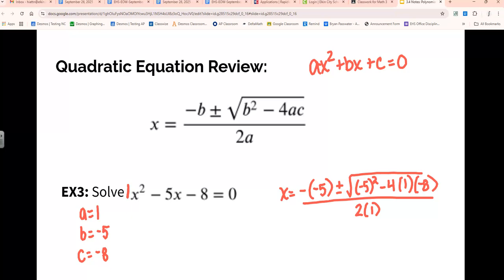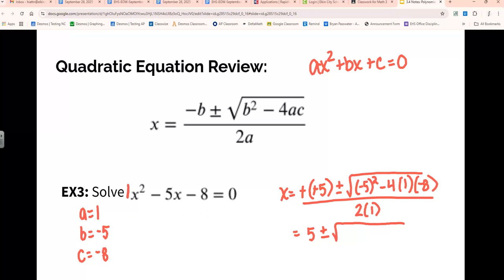Now, you could type this into the calculator, you'll get a decimal, that's fine. But a lot of times they don't give the answers as decimals. They give them in the exact form. So it will look more like this. So negative 5 is really just positive 5, plus or minus. And then this negative 5 squared minus 4 times 1 times negative 8.